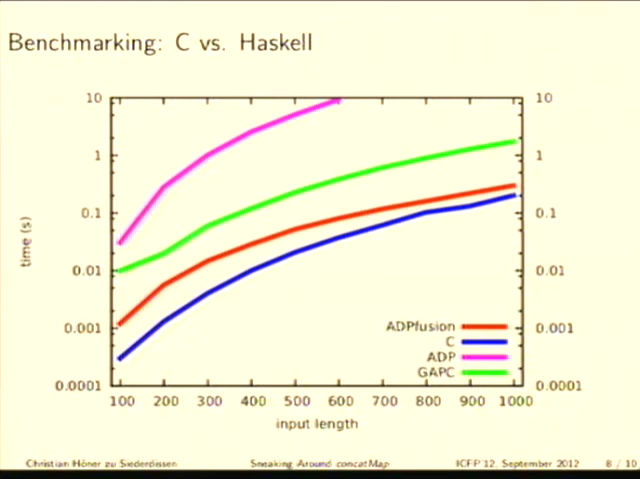ADP, or algebraic dynamic programming, was the first instance of a DSL for dynamic programming for bioinformatics in Haskell, about 10 years ago by Robert Giegerich. Very nice to use, but more than a factor of 100 slower for a typical problem, and we don't want this for high throughput. Robert Giegerich's guys actually thought of a solution themselves.